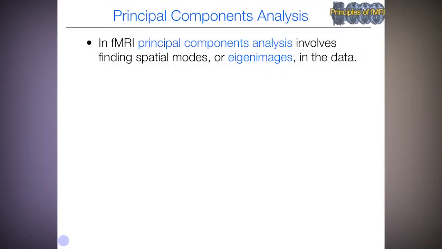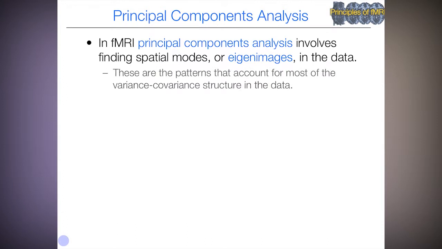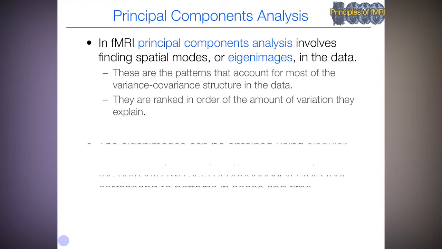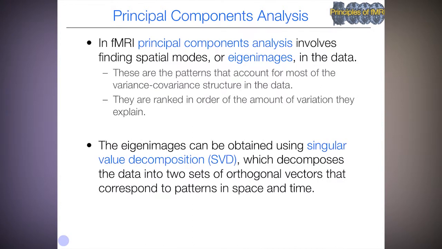So in fMRI, principal component analysis involves finding the spatial modes or eigenimages in the data. These are the patterns that account for most of the variance-covariance structure in the data, and they're ranked in order of the amount of variation that they explain. The eigenimages can be obtained using singular value decomposition, or SVD, which decomposes the data into two sets of orthogonal vectors that correspond to patterns in space and time.